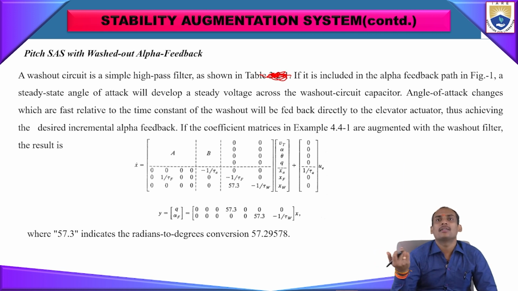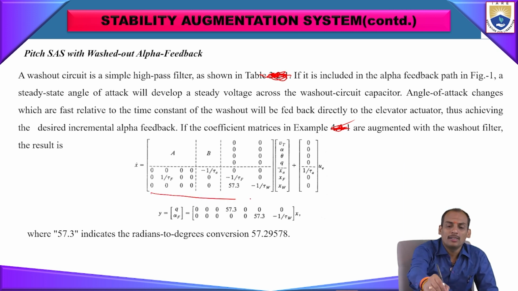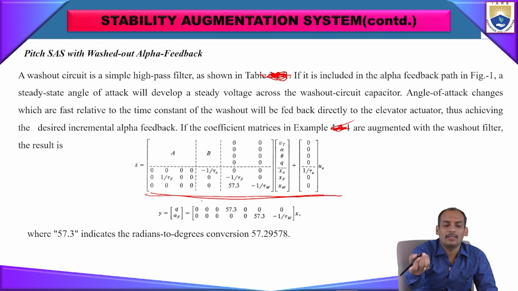In the previous example, we had the coefficient matrix for the pitch SAS with alpha feedback. So for the washed out circuit, how the coefficient matrix will be, we can write it like this. You see the difference between the previous one and this one.